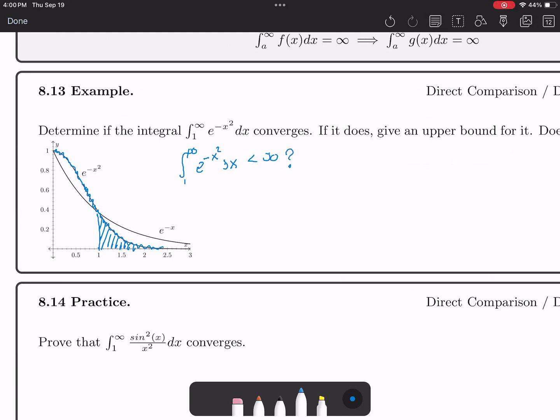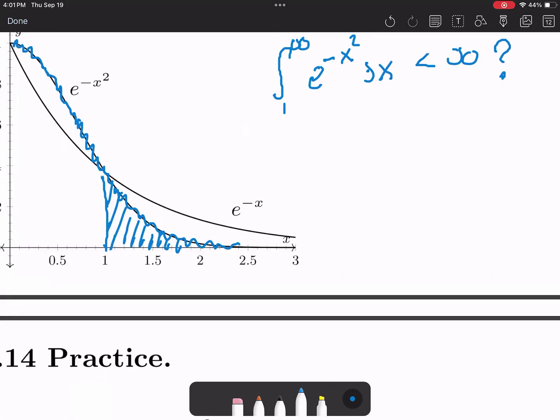So if I can bound this function above by a function that I know has a convergent integral, I can then claim that this integral has to be less than that one. And I claim that e to the minus x squared is always going to be less than or equal to e to the minus x. Now, maybe not always, but at least on the interval 1 to infinity. In fact, we see that here. The blue function is bounded above by this red function, which means that if there's a finite amount of red area, then there has to be a finite amount of blue area, because the area of the blue has to be less than the area of the red.